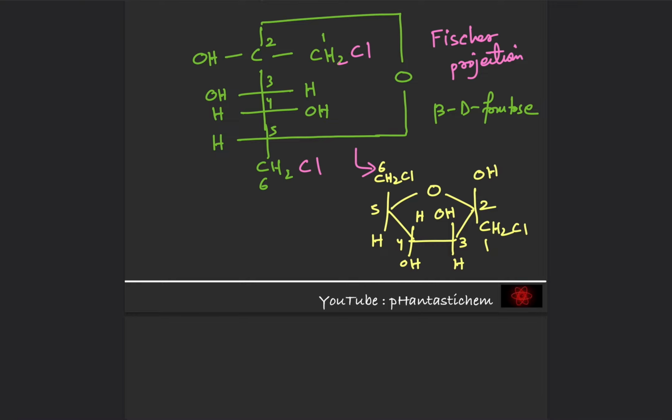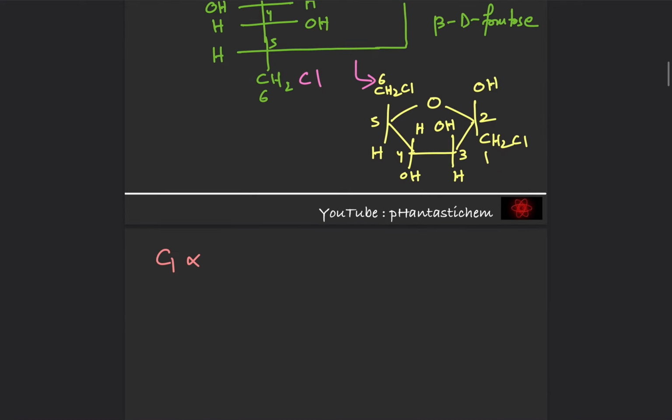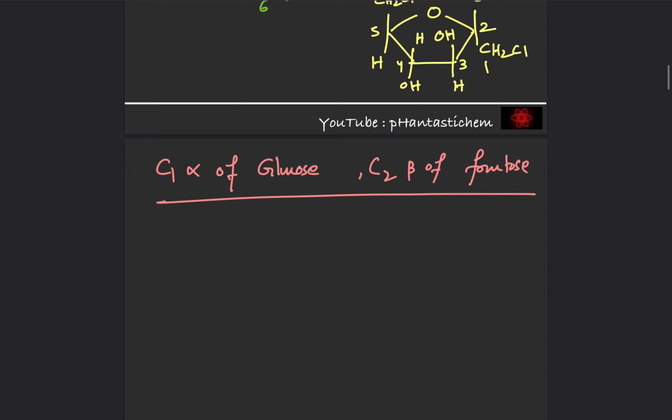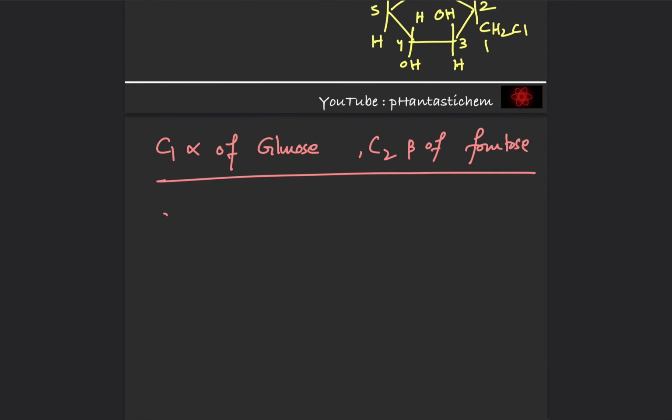The way in sucrose, C1 alpha of glucose is connected to C2 beta of fructose through a glycosidic linkage, similarly here also in X, C1 alpha of galactose and C2 beta of fructose are connected by a glycosidic linkage. So this bond is our glycosidic linkage.